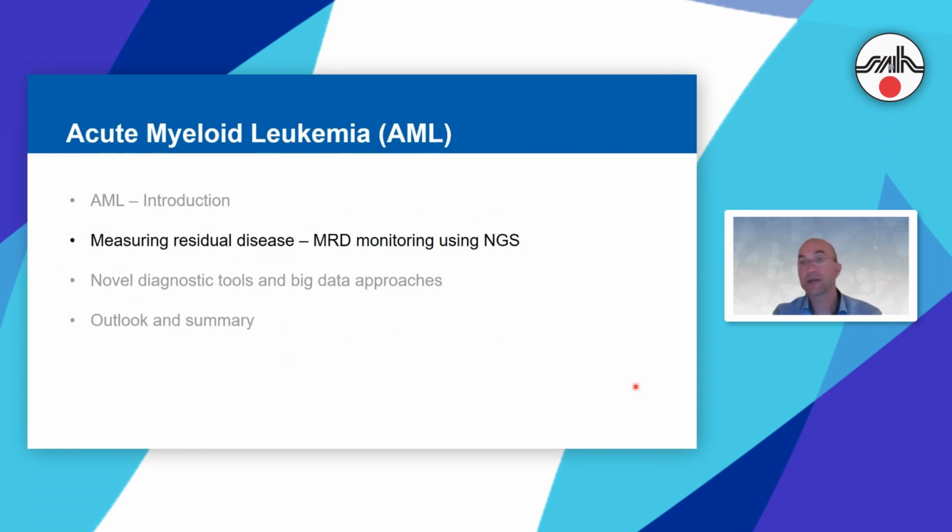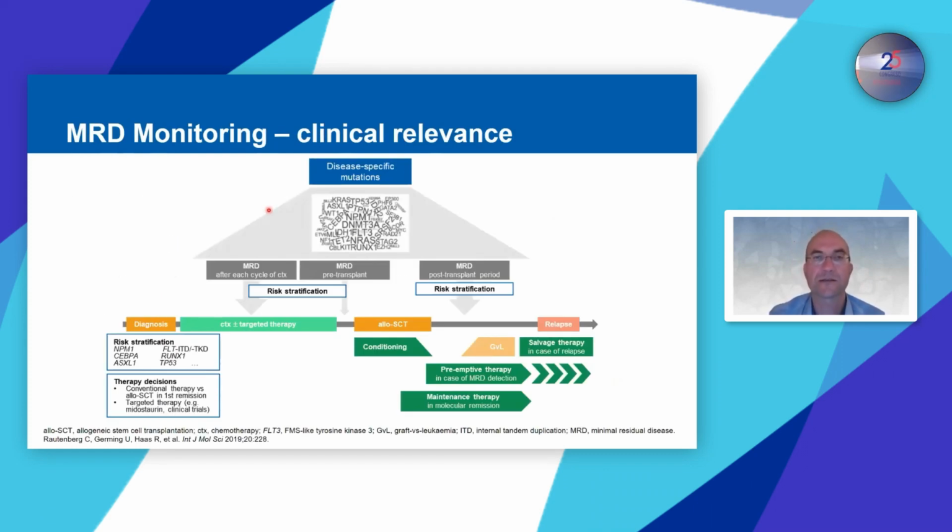So measuring residual disease is becoming more and more important. But as there are more and more markers out there which we should follow up, we need new strategies, and we should also use novel technologies to do so. And here, next generation sequencing offers one of the opportunities.